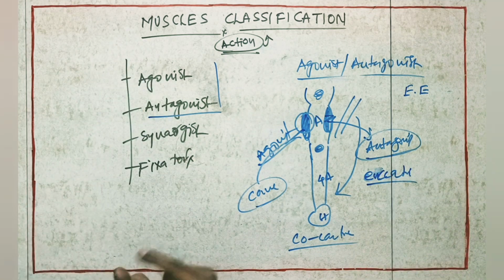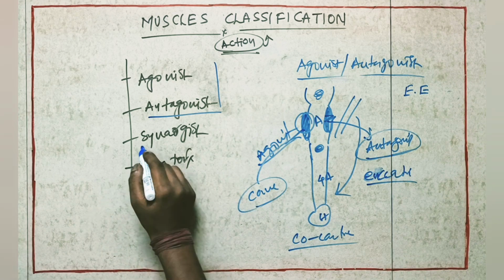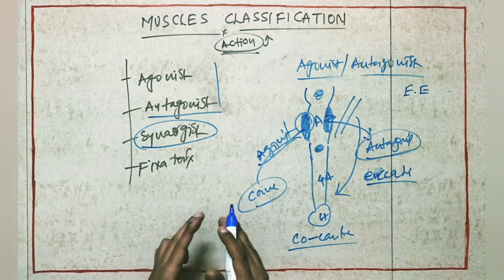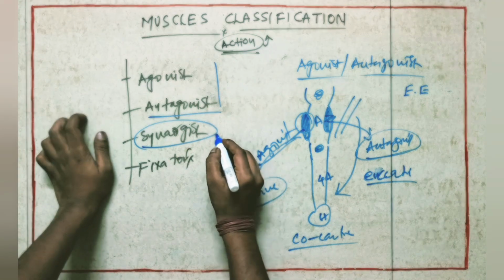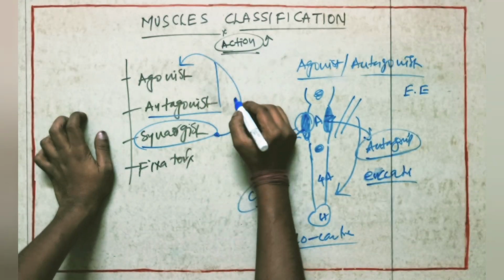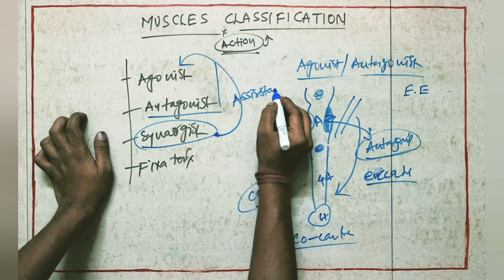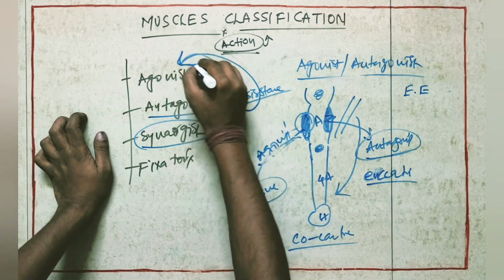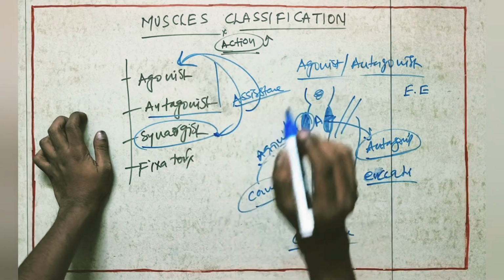Now we'll see synergists. Synergist muscles are the muscle group that is going to be helpful for the agonist. Synergist muscles are going to give assistance to the agonist group of muscles. So those are synergists.